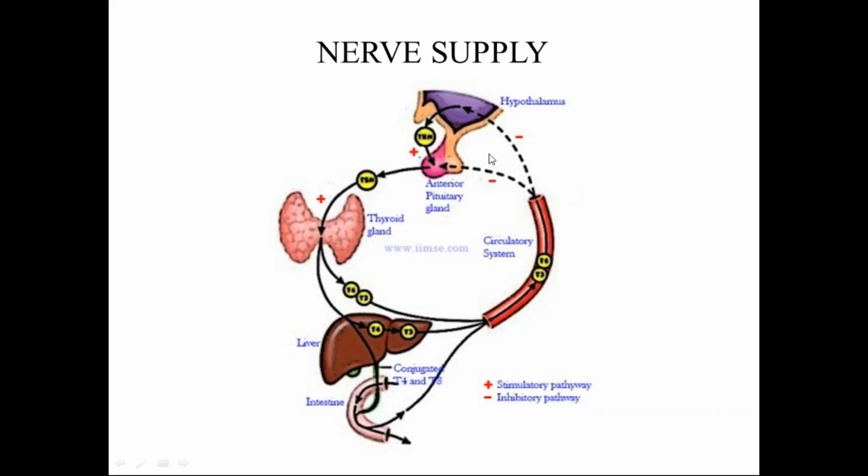Now I'll continue with the nerve supply. Basically, the function of the thyroid gland is the production of thyroxine hormone. That stimulus comes from the anterior pituitary.